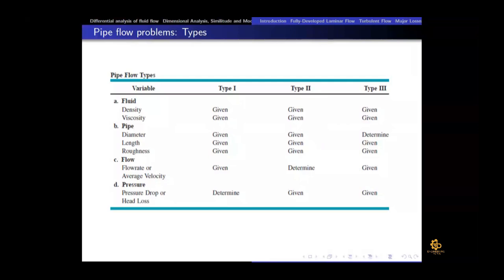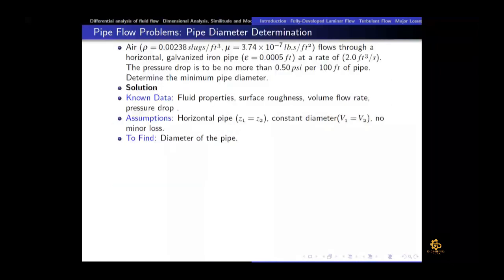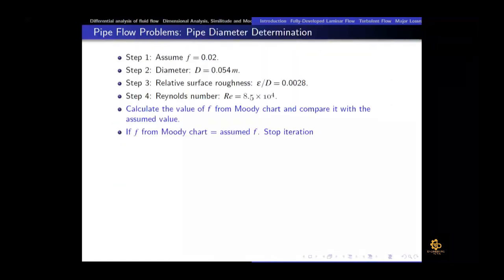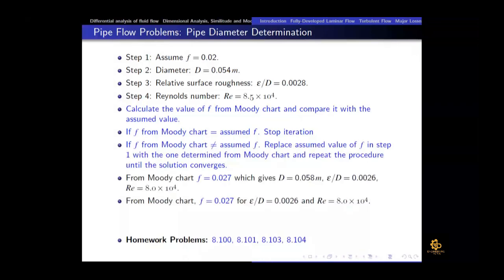So that was all about chapter number 8, which is viscous internal flow.